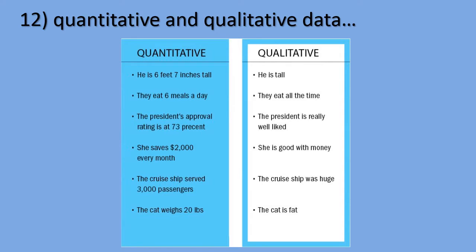So, take it for what that's worth, quantitative versus qualitative. I guess the course you go depends on the research topic.